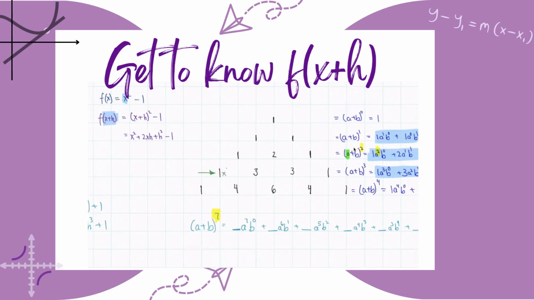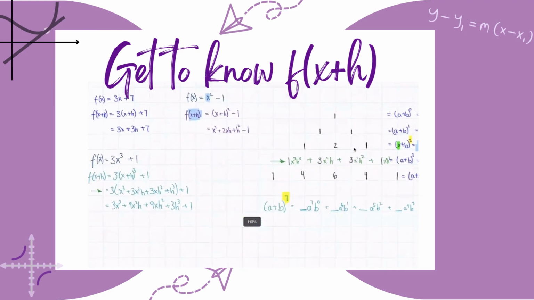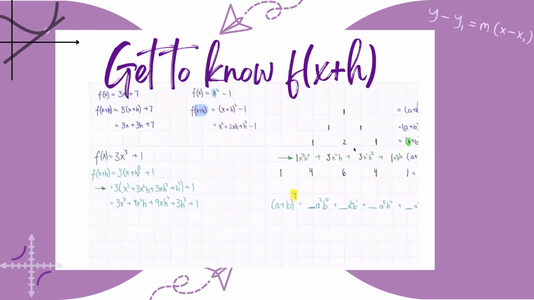So this is going to be x to the power of 3, h to the power of 0, plus 3, x to the power of 2, h to the power of 1, plus 3, x to the power of 1, h to the power of 2, plus 1, x to the power of 0, h to the power of 3. And then we simplify it and it would look like this over here.